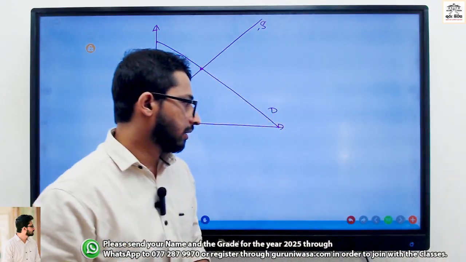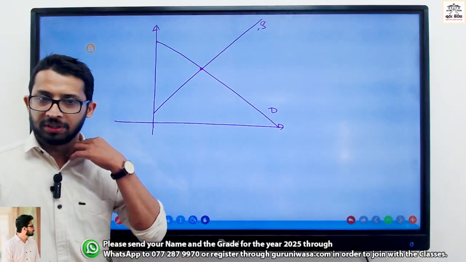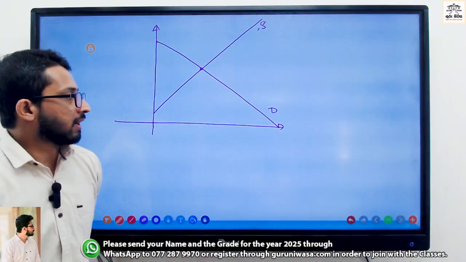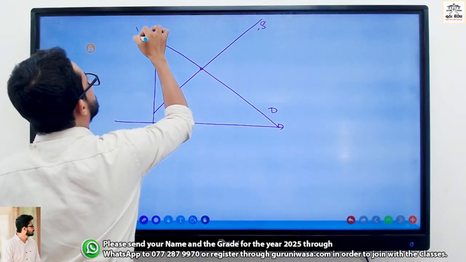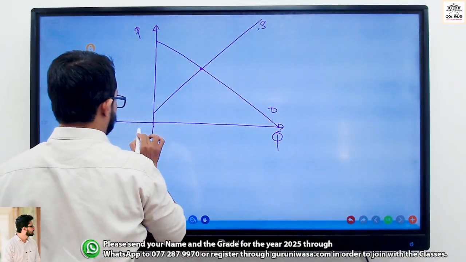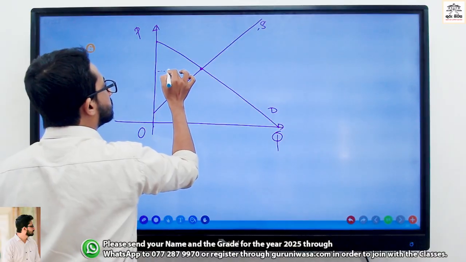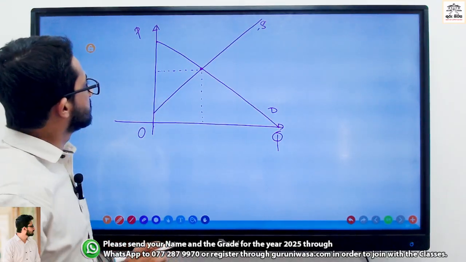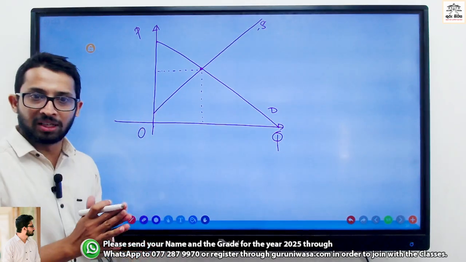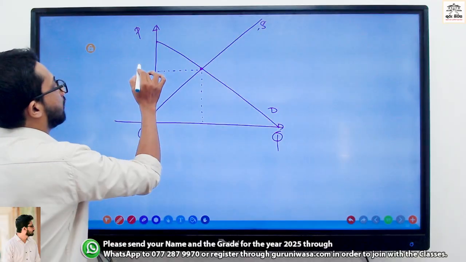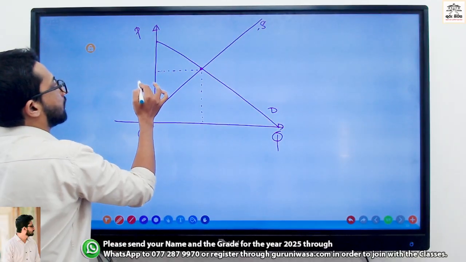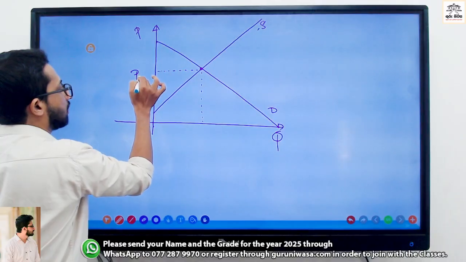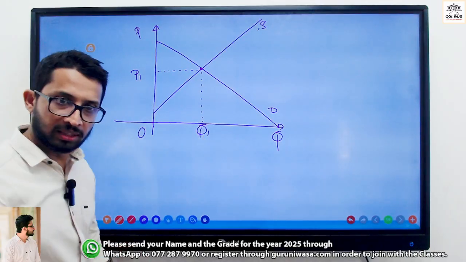We are in the process of completing consumer surplus and producer surplus. Look at the board. This is the equilibrium price. You know now the equilibrium demand, supply, and point. Assume the equilibrium price is P naught and the quantity is Q naught.